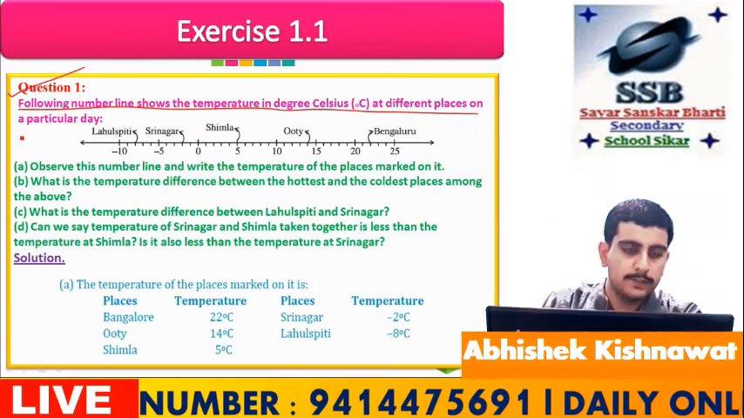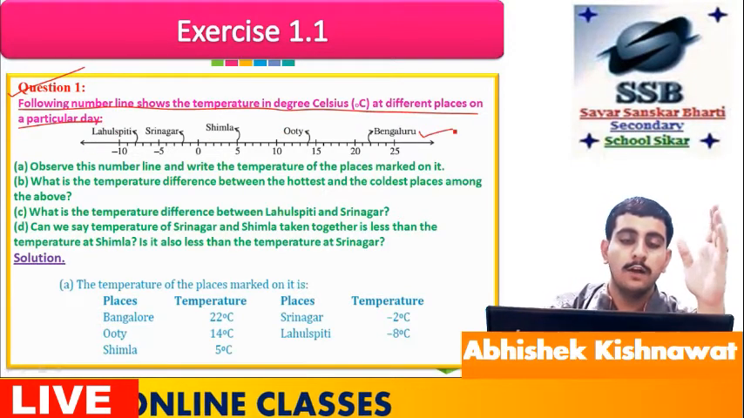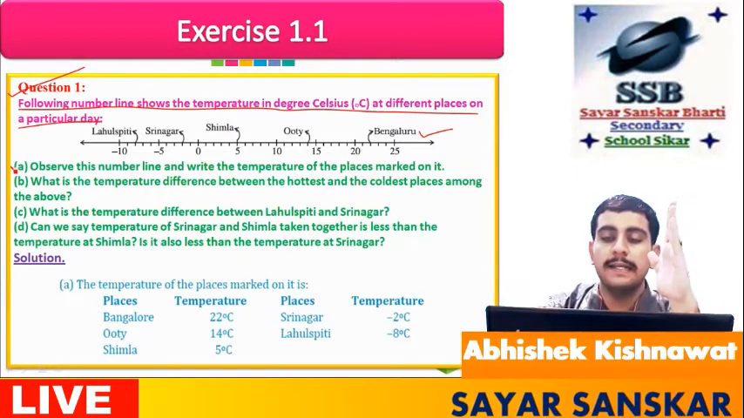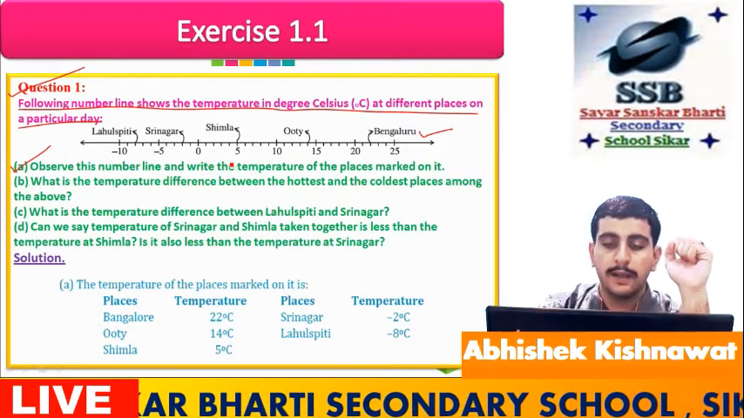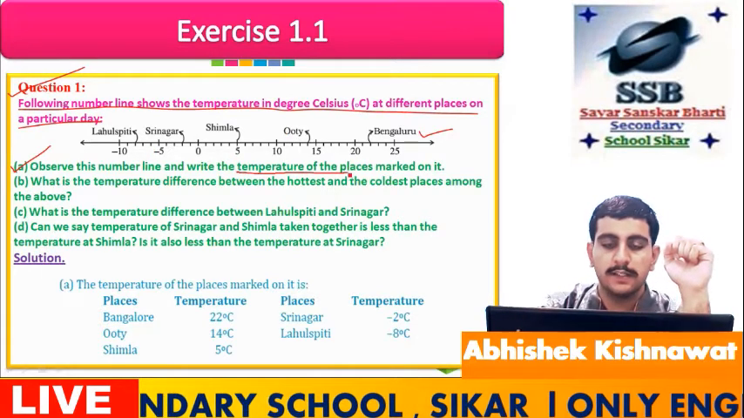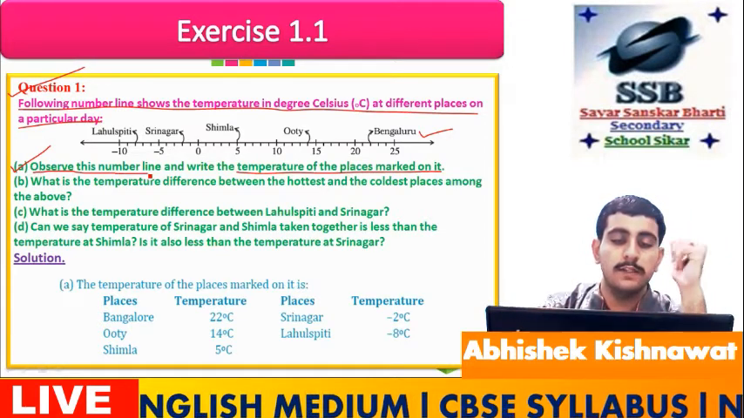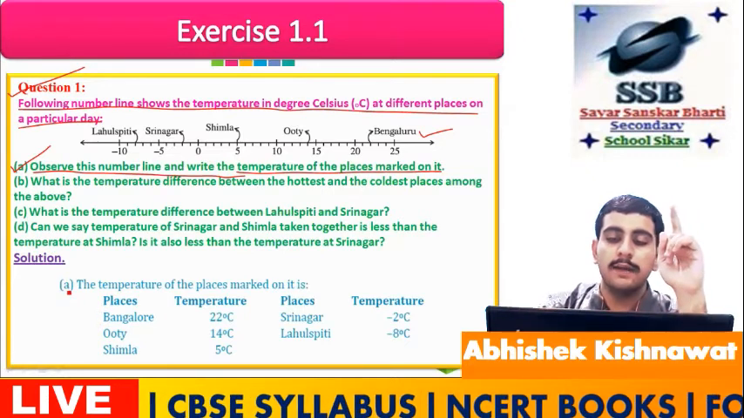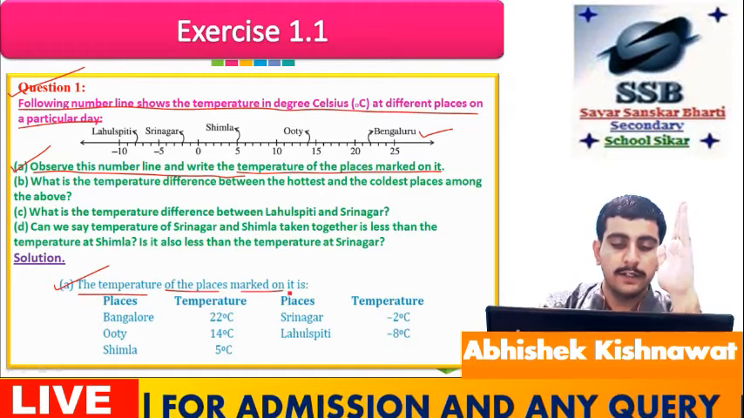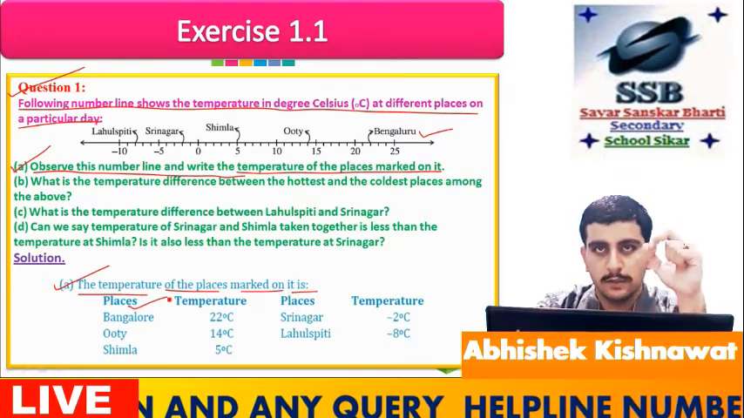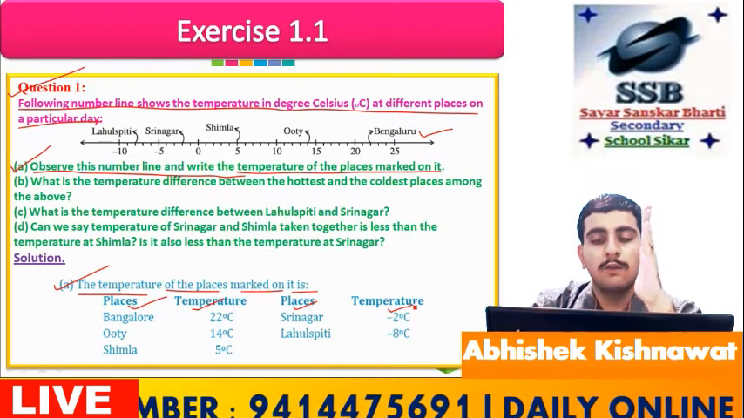Okay, let's begin it. Now you can all see the question behind me: the following number line shows the temperature in degrees Celsius at different places on a particular day. Now there is a number line in which some places are written. We have to give the answer of the following questions. The first one is: observe this number line and write the temperature of the places marked on it.